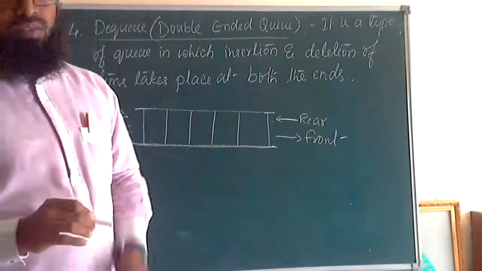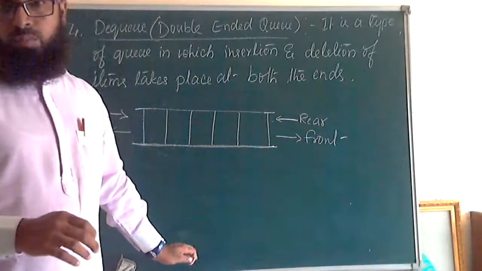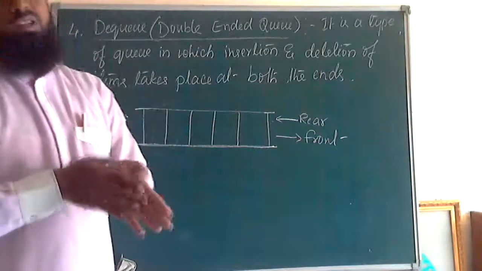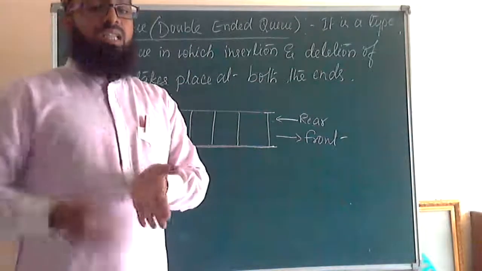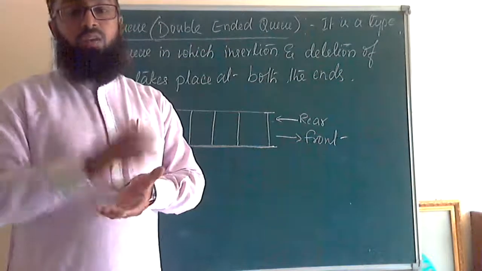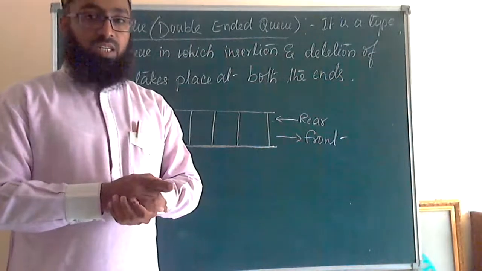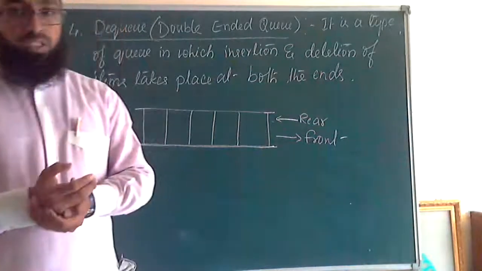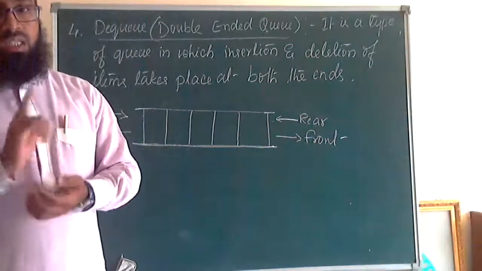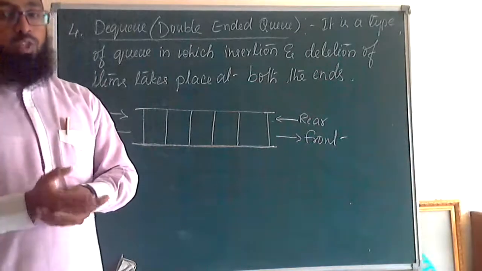Hope you have understood regarding queue and types of queues. A queue is an ordered collection of items in which the insertion of a new item takes place at the end called the rear end, and the removal of an item takes place at the other end, which is called the front end. A queue follows the FIFO principle, that is first in, first out. The element which is inserted first will be removed from the queue first.